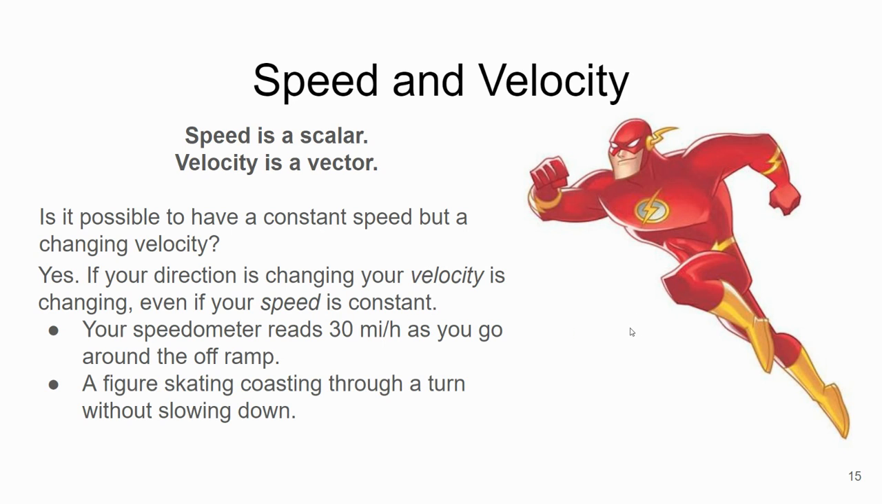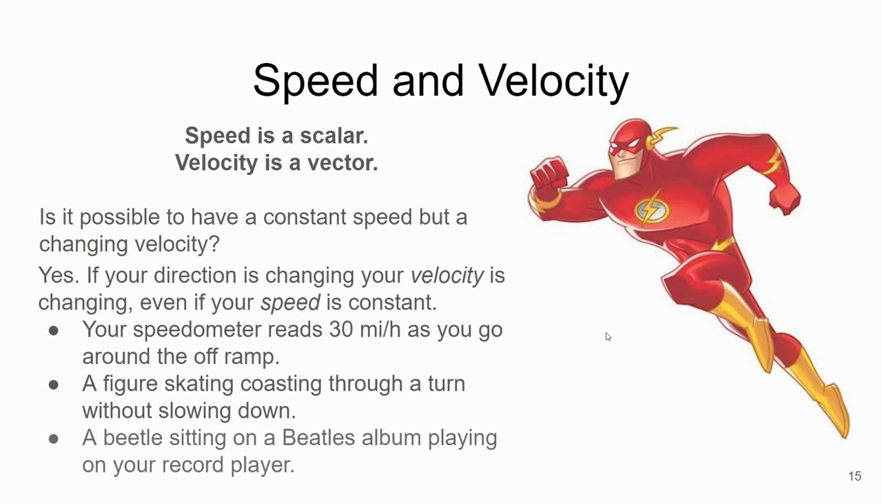Same deal if you're skating and you go up on one blade and now you're coasting at a constant speed, but you're changing directions. So this would be a change in velocity. And if you have a beetle, the insect, sitting on a vinyl record album, as the album's going around, if the beetle just sits there on the album, it's going at a constant speed the whole time, but it will always be changing direction, so its velocity is always changing.